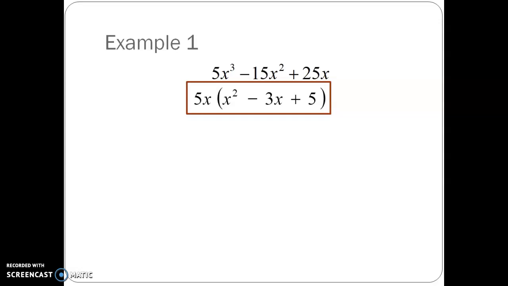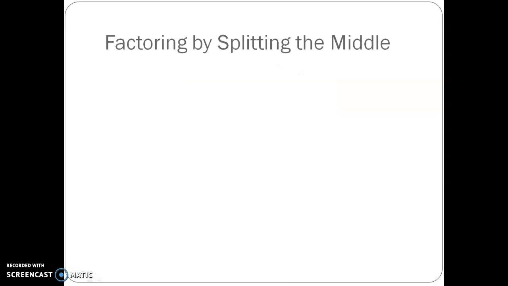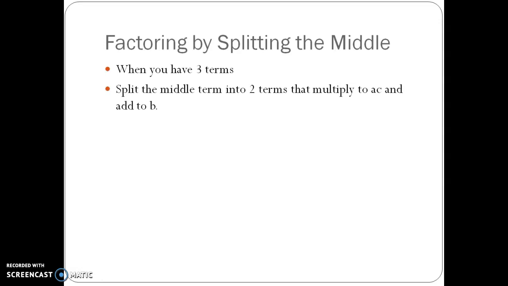All right, the next type of factoring is factoring by splitting the middle. This is when you have three terms, or what we call a trinomial, and you're going to split the middle term into two terms that multiply to a times c and add to b.